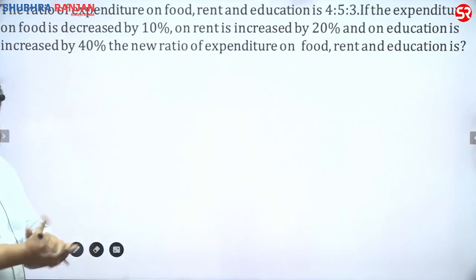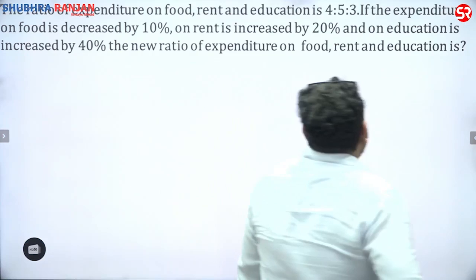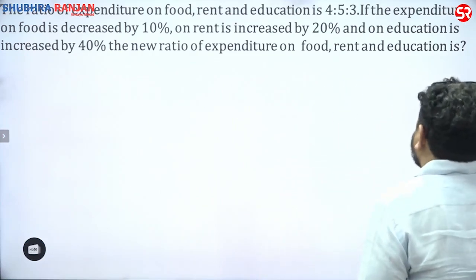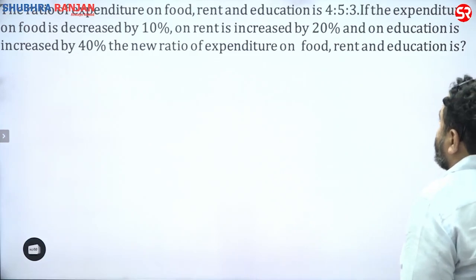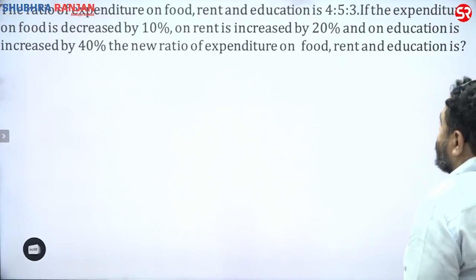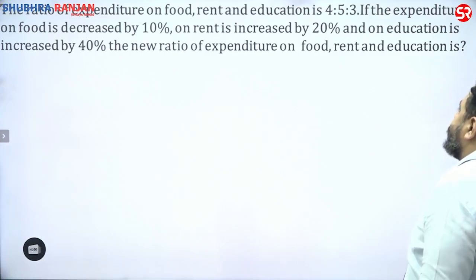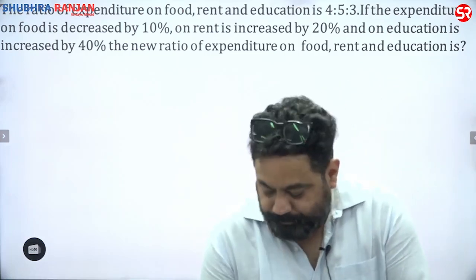Now let's start. Quick, जल्दी आ. कल का क्लास लगा लिया तुमने? ठीक है, done. The ratio of expenditure on food, rent and education is 4:5:3. If the expenditure on the food is decreased by 10%, on the rent is increased by 20% and education is increased by 40%, the new ratio of expenditure on food, rent and education is, come on.